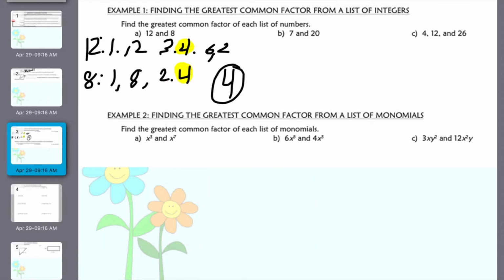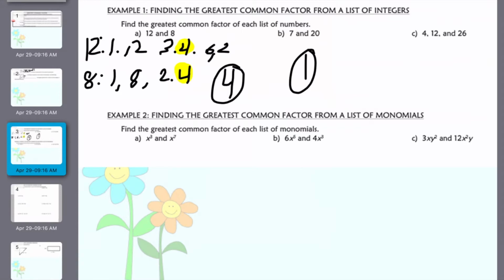B is a little bit tricky with 7 and 20. 7 is a prime number. Since 7 is a prime number, meaning it can only be made up of itself and 1, the greatest common factor between 7 and 20 has to be 1.